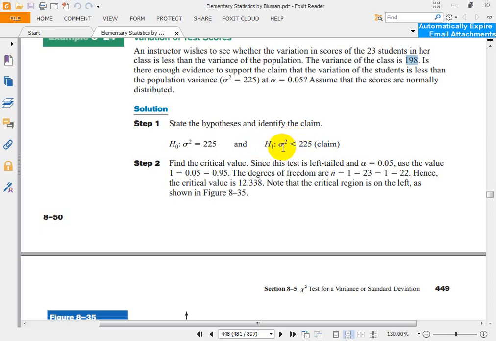Left-tailed, why? You know better than me. Left-tailed, less than. And alpha is equal to the level of significance.